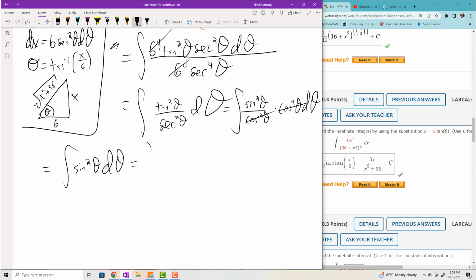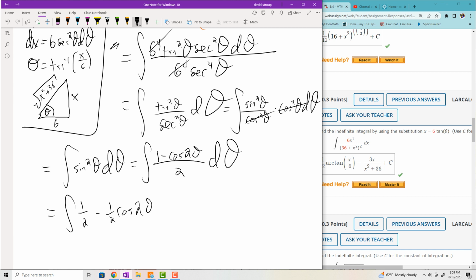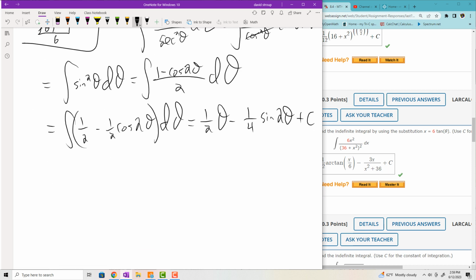Sine squared integral, you need to go to the half angle formulas or the power reduction formulas. 1 minus cosine of double the angle 2 theta all over 2 d theta. And then you could split that into 1/2 minus 1/2 cosine 2 theta d theta. And then you got 1/2 theta minus, if you do a u sub, there'll be another factor of 1/2. So you get 1/4 sine 2 theta plus your integration constant, and now we can start back subbing, kind of.